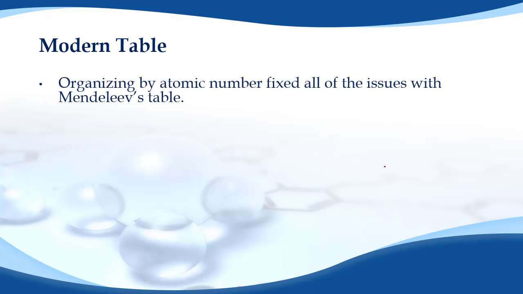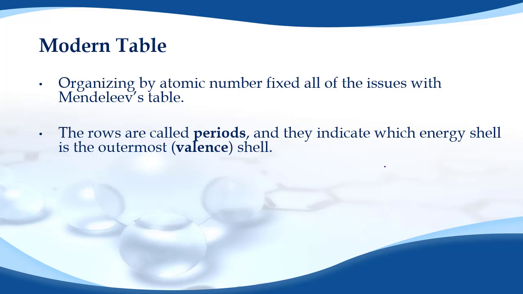Now, if we move forward into the early 1900s, we have the discovery of subatomic particles, so we know that protons exist. So what they then started doing was, instead of organizing by increasing mass, they organized by the increasing number of protons. Right? So doing this by atomic number fixed every issue that Mendeleev's periodic table had. Right? So all those things where it didn't belong here, I better move it over, all of that got fixed.